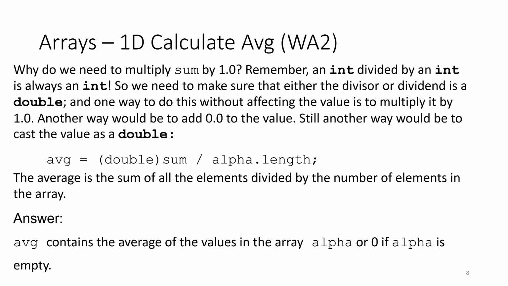The average is then the sum of all the elements divided by the number of elements in the array. So the answer is average contains the average of the values in the array alpha, or 0 if alpha is empty. That is the end of this worked example.